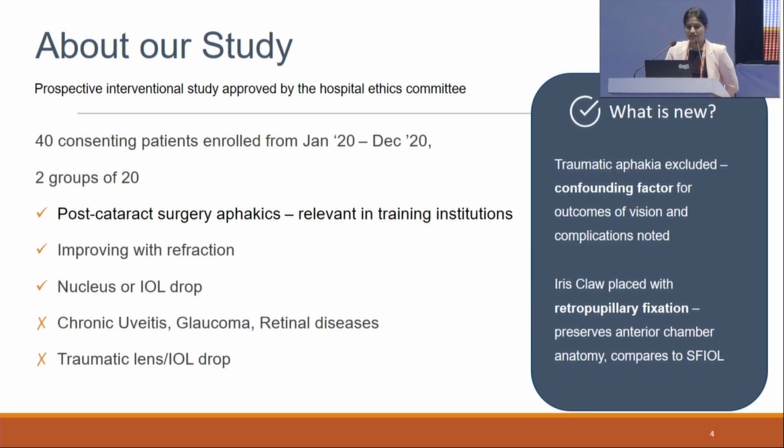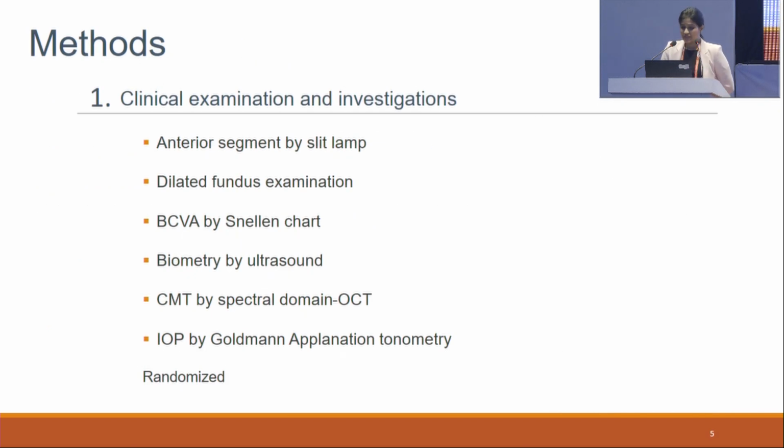So in our prospective interventional study, we enrolled 40 patients with post-cataract surgery aphakia, something very common and relevant in all training institutes. These patients, however, did not have any traumatic lens drops or IOL drops, as we found this to be a confounding factor in the outcomes of the final vision and complications noted. For the methods, we performed a thorough clinical examination of the anterior and posterior segment and recorded the BCVA, the best corrected vision, biometry, the central macular thickness, and IOP of all patients.